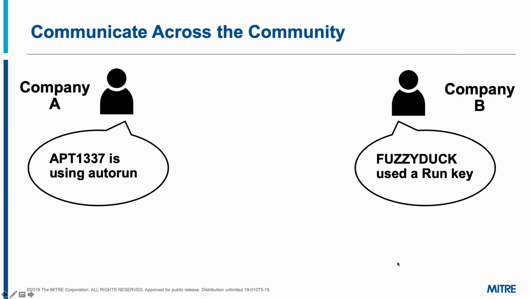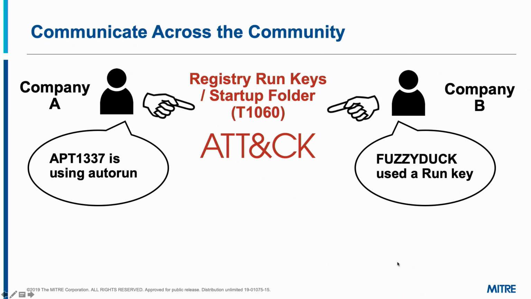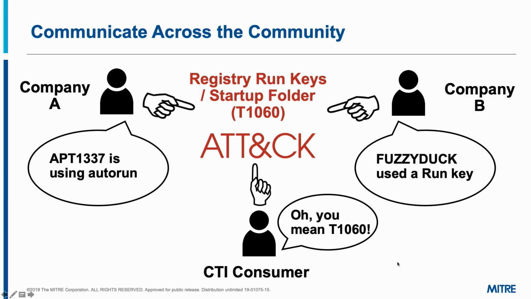It can also serve as a way to communicate across the community. So if company A is saying today, APT Elite is using auto run, and company B is saying Fuzzy Duck used a run key, if they use ATT&CK, they can speak the same language, both saying the adversary is using registry run keys, T1060, and the consumer understands what they're talking about.